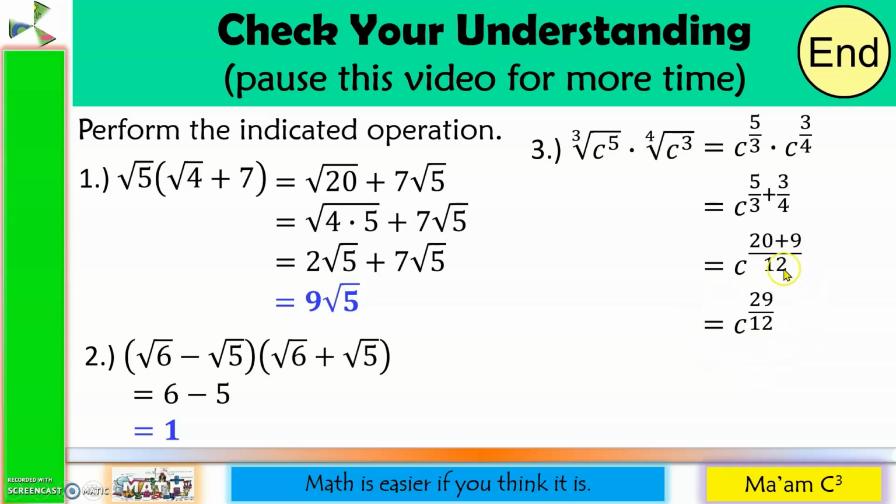Then I'll convert this into radical form. This will be my index. So 12th root of c raised to 29. Then how many 12 can you form in 29? There are 2. So we can factor out 2 c's. So let's have c squared. And then 2 times 12 is 24. 29 minus 24 is 5. So there are still 5 c's inside the radical symbol.